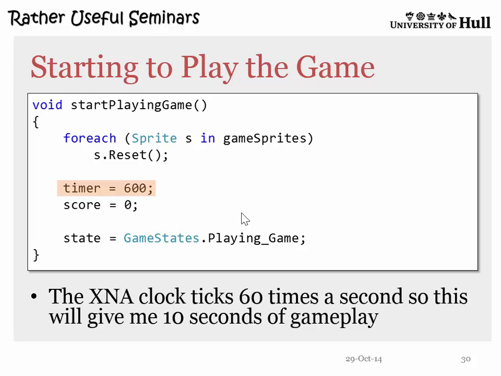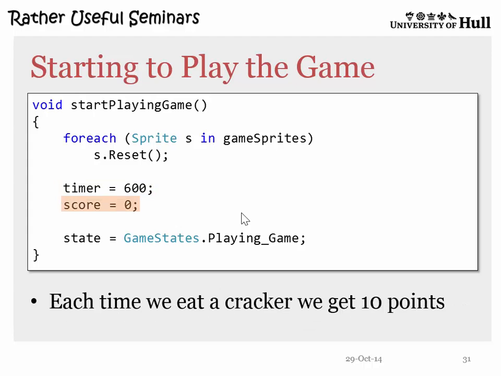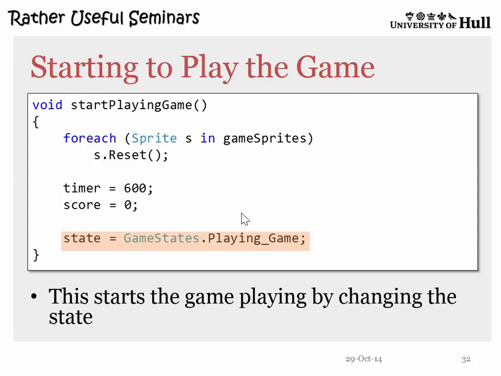XNA on the phone tends to run at 30 Hertz because you flatten the battery faster and the screen's a bit smaller. So you can run things at a lower speed, which saves battery power, and the screen res is a bit lower, and you don't see flickering quite so much, so they go a bit slower. But as far as I'm concerned, for now that works, and that says I've got 600 clicks before the game ends, which is 10 seconds, and of course I haven't scored anything yet, so my score is set to 0. And then, because the game is starting, I flip my state to, hey, we're now playing the game.